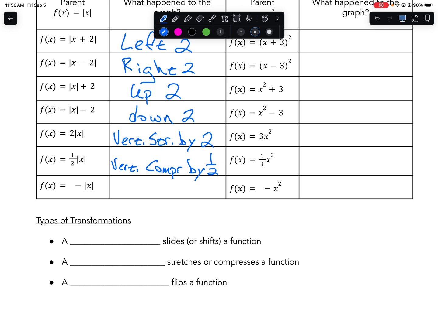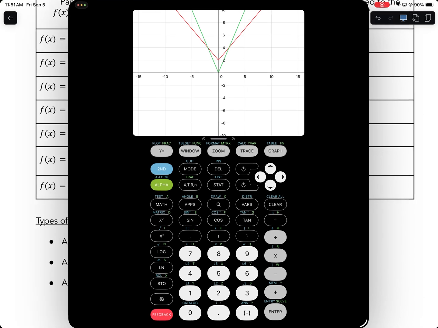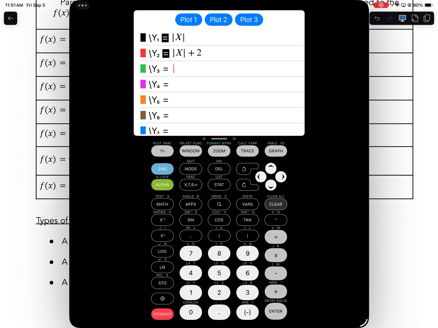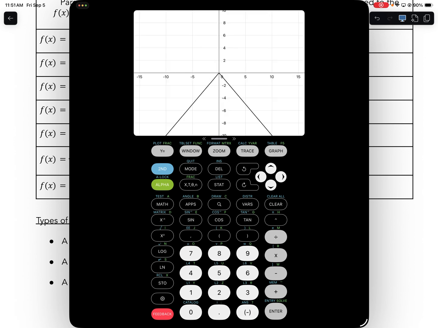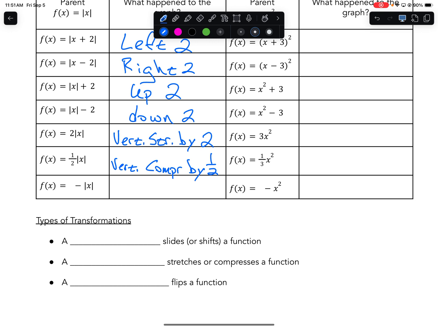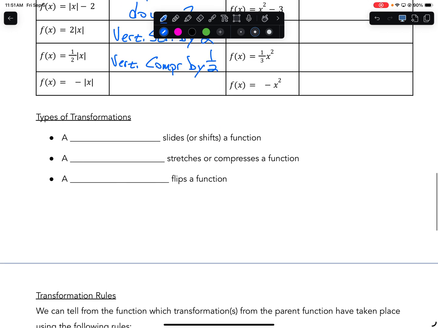So if we make it negative, what's it do to the absolute value? So let's put it in and see. I'm going to clear out some of these. So if I put a negative in front right here, it flips it upside down, right? That's called the reflection over the x-axis.